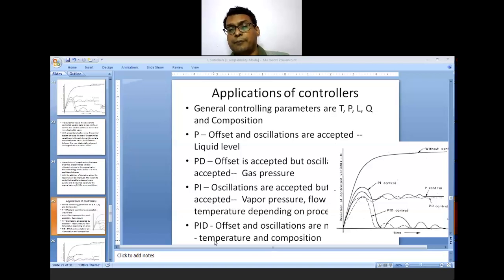So there is the temperature and the composition. For composition also, no fluctuations and no deviation is accepted. Composition should be the perfect one. So this is, in general, the criteria for selection of the different controllers.